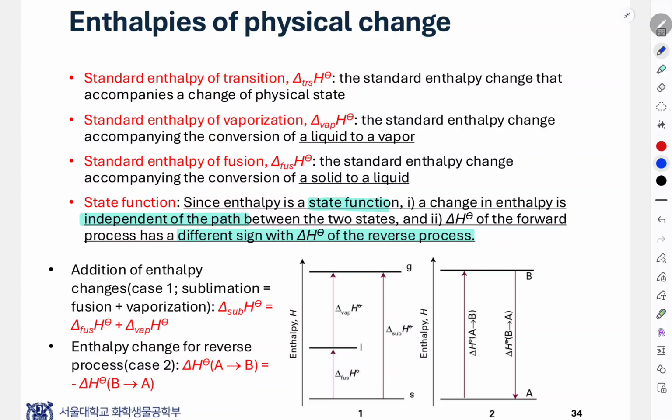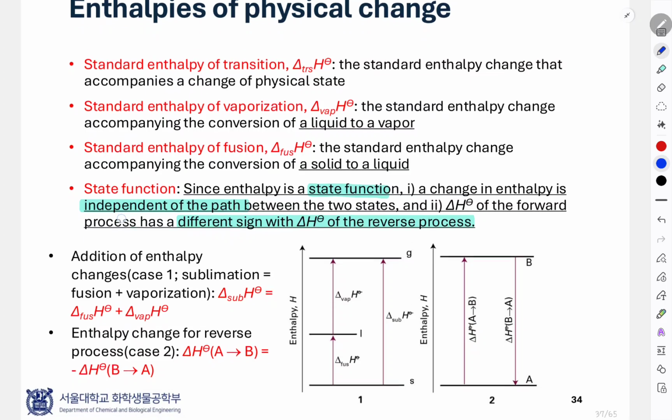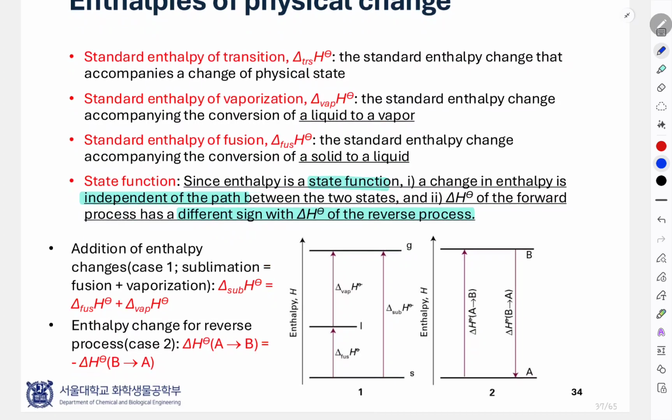For example, the conversion of solid to vapor can be pictured either as direct sublimation or as a two-step path: first fusion, solid to liquid, and then vaporization, liquid to gas. Because the overall result of this indirect path is the same as that of the direct path, the enthalpy change is the same in each case.